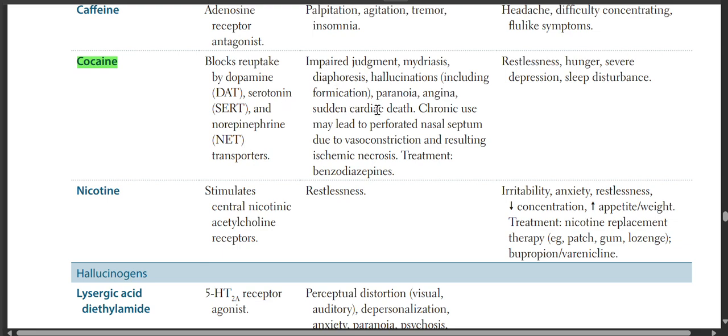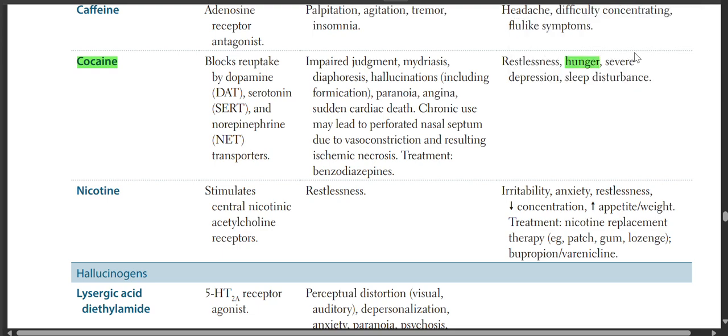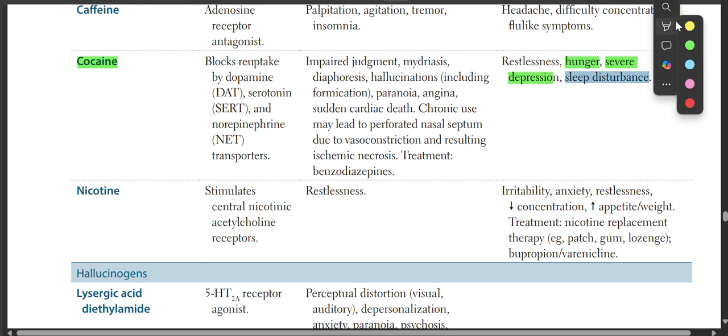So when you have a withdrawal, you'll see the opposite effects. Here you'll see hunger, because there was a suppression of appetite with stimulants. Because there is elevated mood in cocaine intoxication, you'll see depression as a side effect. And because stimulants keep you awake for much longer, in cocaine intoxication you'll have brief periods of no sleep, so insomnia. But withdrawal will lead to increased sleep, so more sleep for these patients.